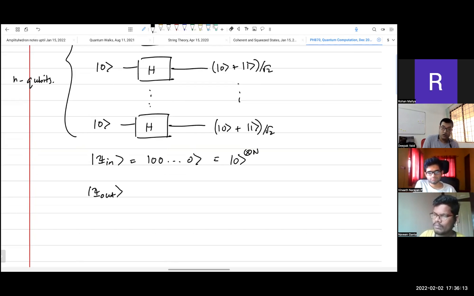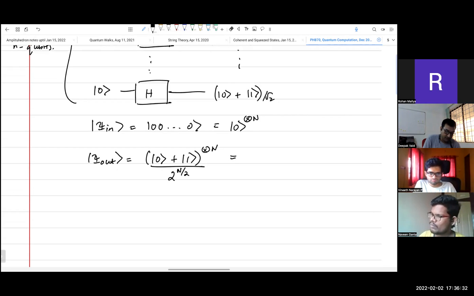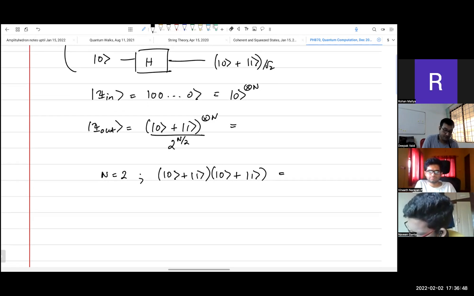What is my output state? I can write it like this, with a factor of 2 to the power n by 2. Now let's just take n equal to 2 and evaluate the numerator. For some of you, you might already see what's going on, but it need not be evident to everybody. So we should work it out explicitly. So for n equal to 2, what is this product state?